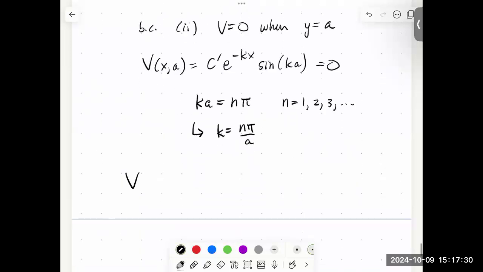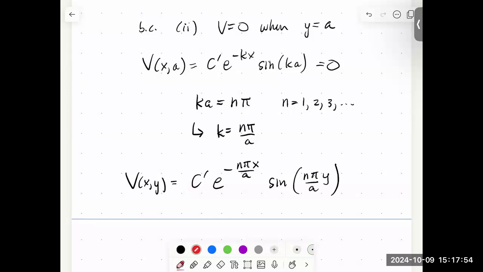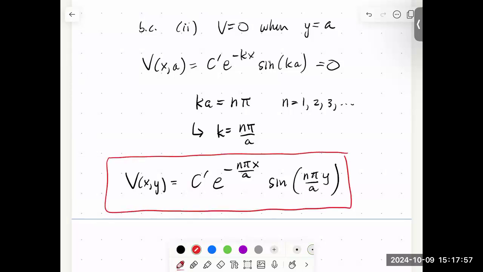And now our general expression for this potential is c prime e to the minus, instead of k, we have n pi x divided by a, times sine, instead of k, we have n pi y divided by a. We still have to do boundary condition 4, and that one's going to be a little more challenging. That's going to be a sticky one. So we'll pick that up on Wednesday. All right. Thanks very much. We'll see you, some of you tomorrow, others we'll see next week.